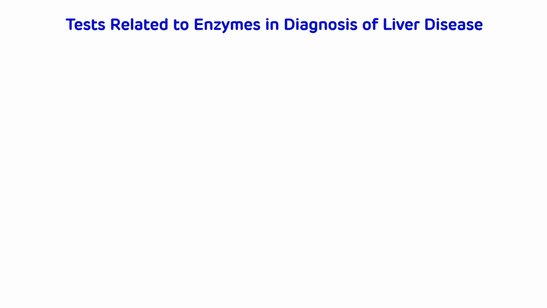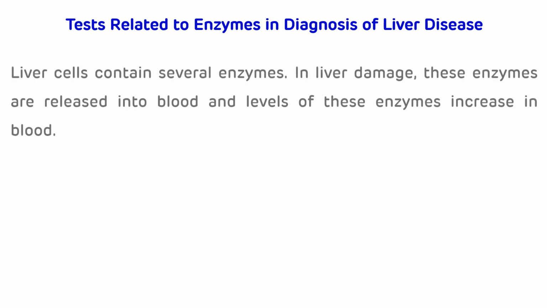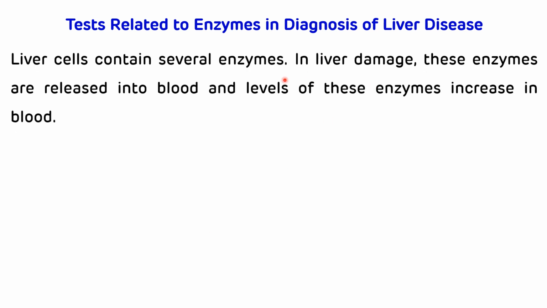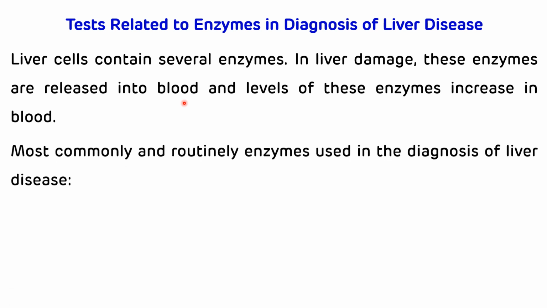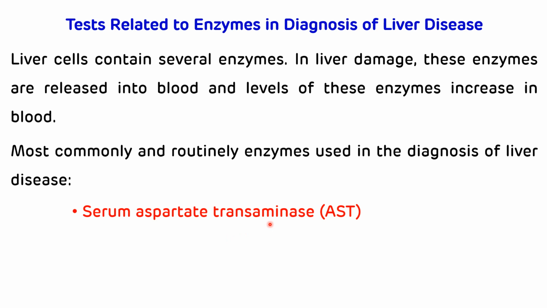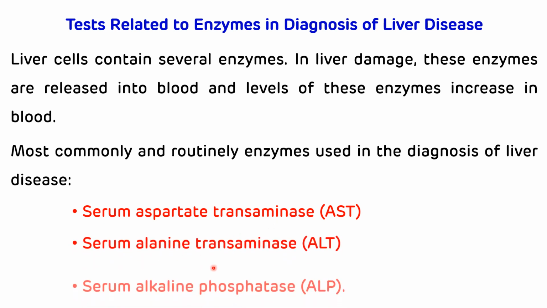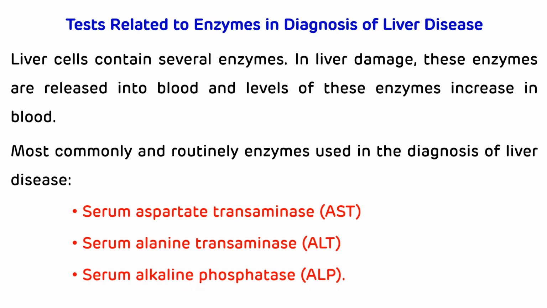Now tests related to the enzymes in the diagnosis of liver diseases. Liver cells contain several enzymes, and in liver damage, these enzymes are released into the blood and the levels of these enzymes increase in the blood. The most commonly and routinely used enzymes in the diagnosis of liver diseases are, first, estimation of serum AST, second, estimation of serum ALT, and third, estimation of serum ALP.